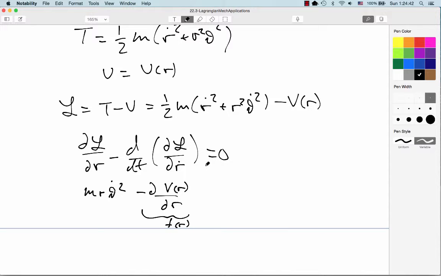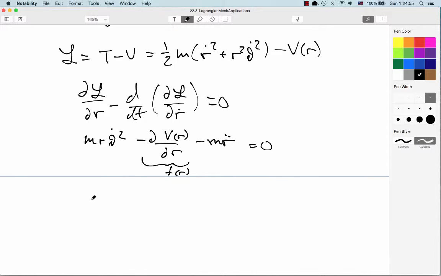And then, let's see, differentiate with respect to r dot is going to give me a m r dot. Differentiate that with respect to time gives me minus m r double dot equals 0. So I can write that as m r double dot equals m r theta dot squared plus f of r. So this is our axial force, and this is our centrifugal force.